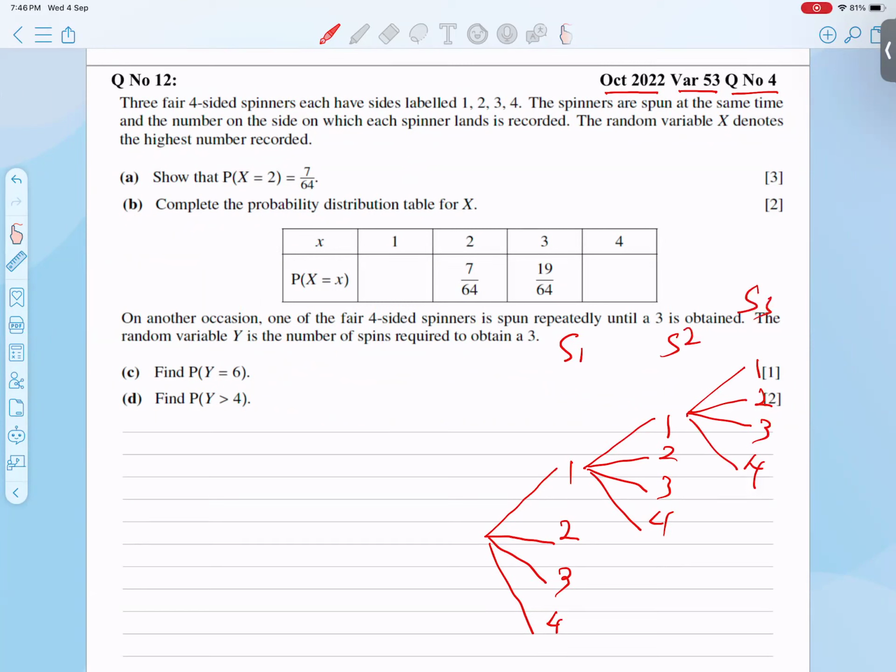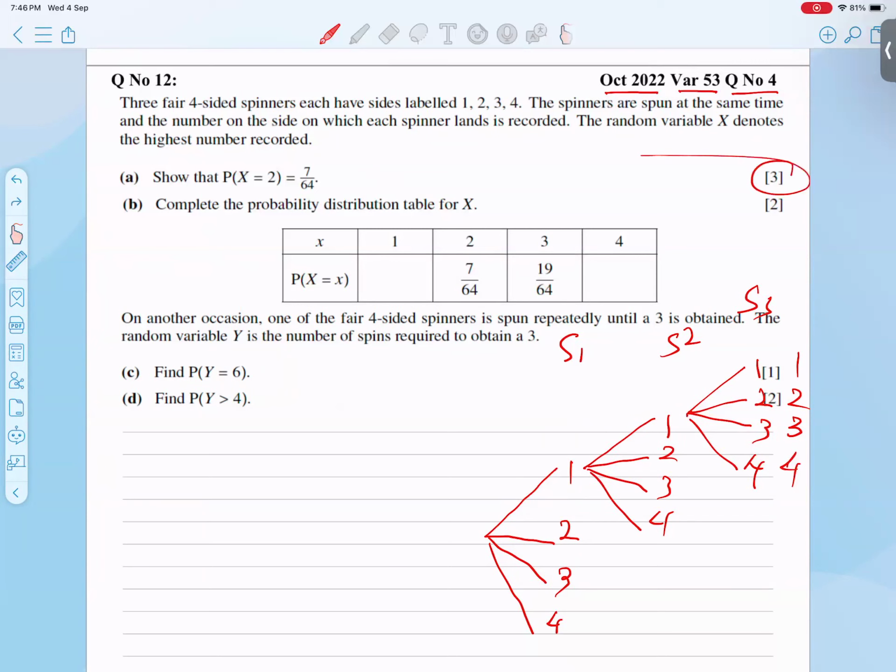And what is the score? For example, if 1, 1, 1 comes, the highest score is 1, so I will count 1. But if 1, 1, 2 comes, I will score 2 because 2 is the highest. If I take 1, 1, 3, I will count the score as 3. And for 1, 1, 4, I will count score 4. So it means I count the highest score. I hope you got the point. So this is clear.